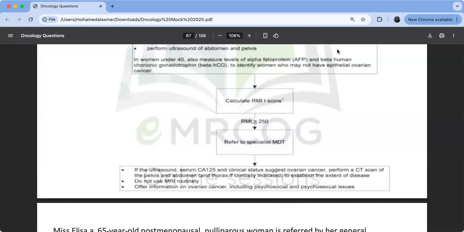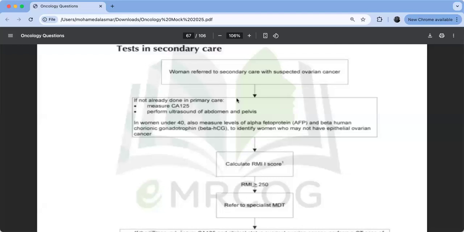Thank you very much, my friends. I think calculating RMI. Okay, so look, my dear, if not already done, here, Dr. Aisha, measure the CA125 and perform ultrasound of abdomen and pelvis. So if you have this option and you have the option of calculate risk of malignancy index, choose the option which contains testing and ultrasound.